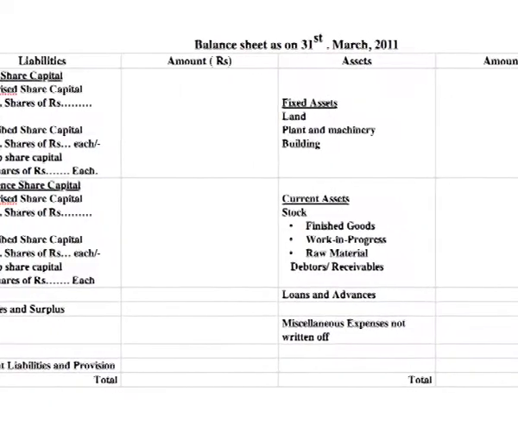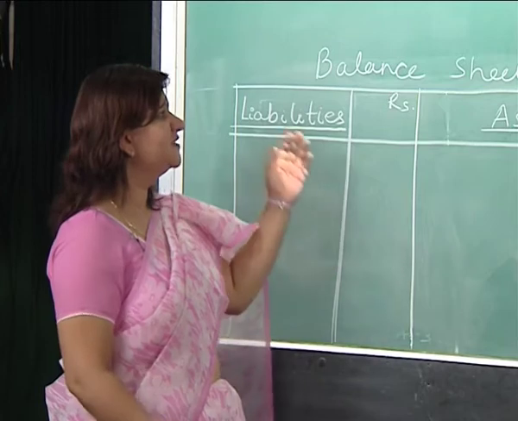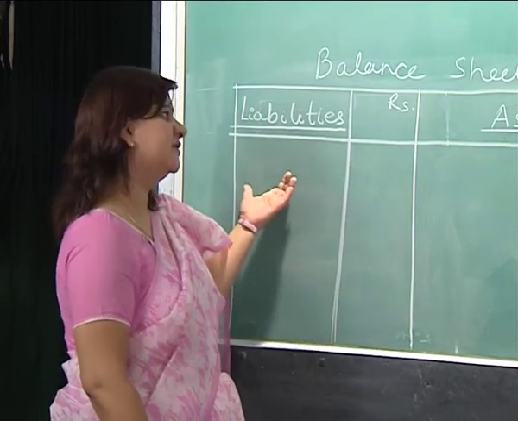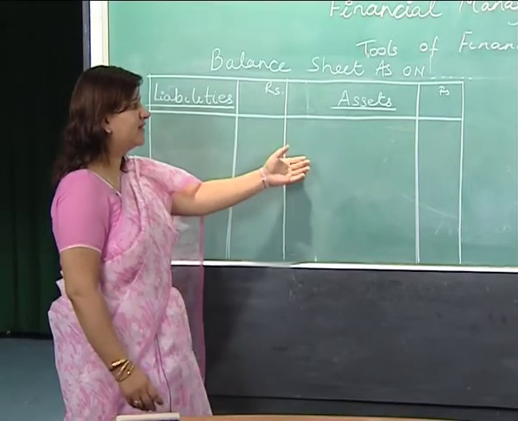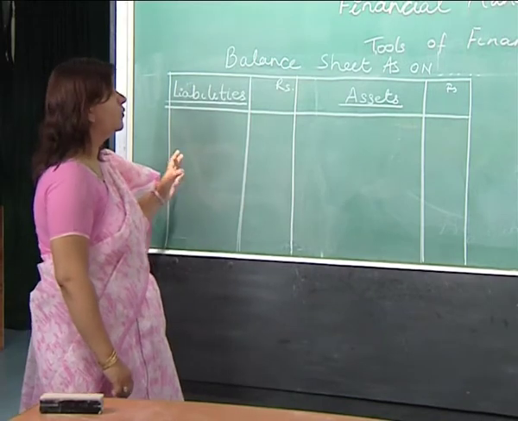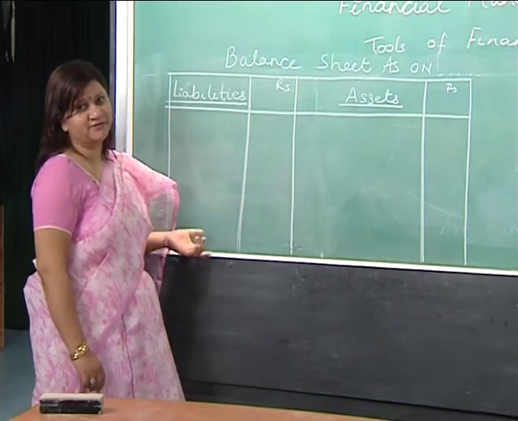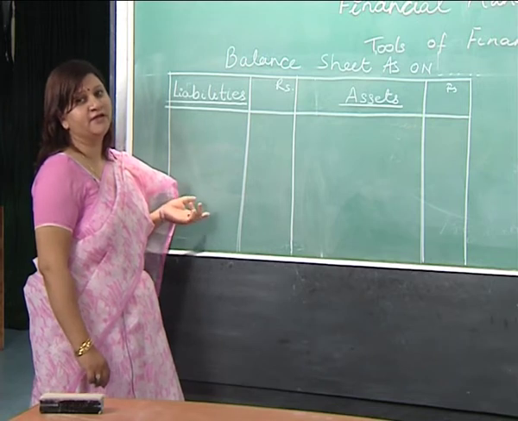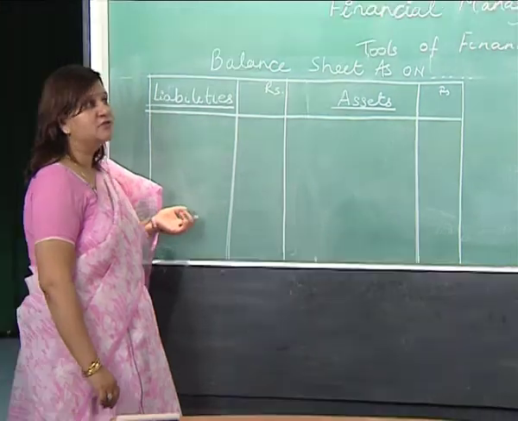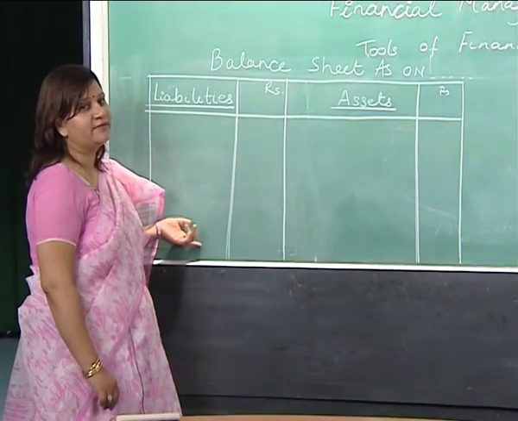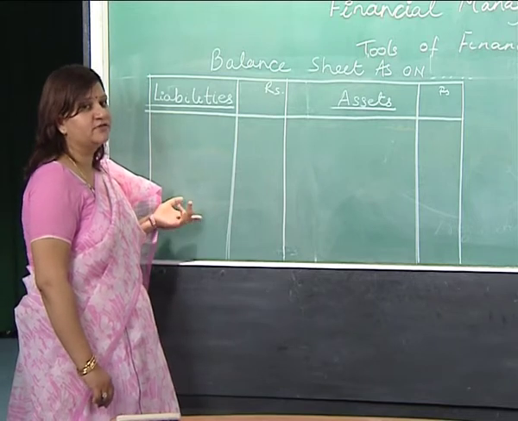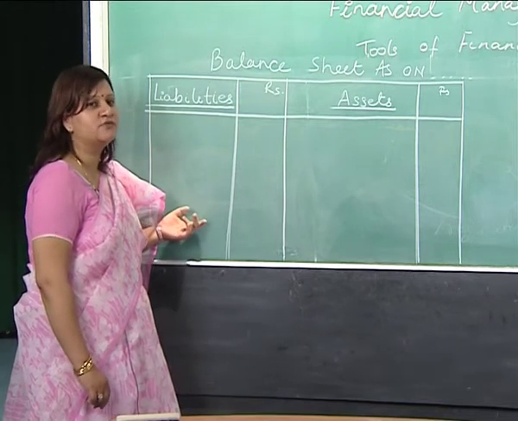Let's see the format of balance sheet. See this format of balance sheet on the board. The left side is showing us the liabilities and the right side is showing the assets. So let us understand what comes under liabilities. Liabilities will represent our long term as well as short term obligations. Some other word which is being used for liabilities is equity. So it shall comprise all the sources of fund.